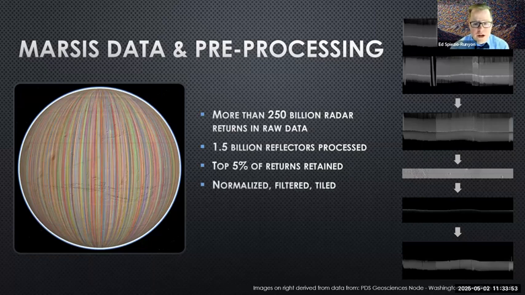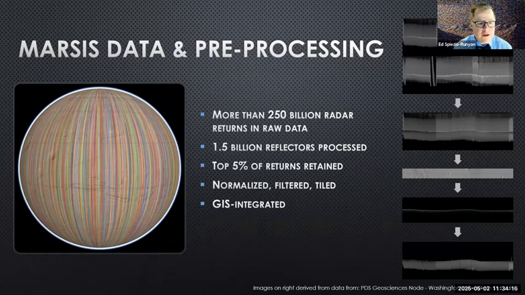I normalized radar power and reflector depth and divided the planet into 72 GIS-aligned tiles for processing. I did that by 10-degree longitudinal increments and a 90-degree latitudinal increment. And this allowed me to run both GPU-accelerated and spatially aware analyses that hadn't really been feasible before.